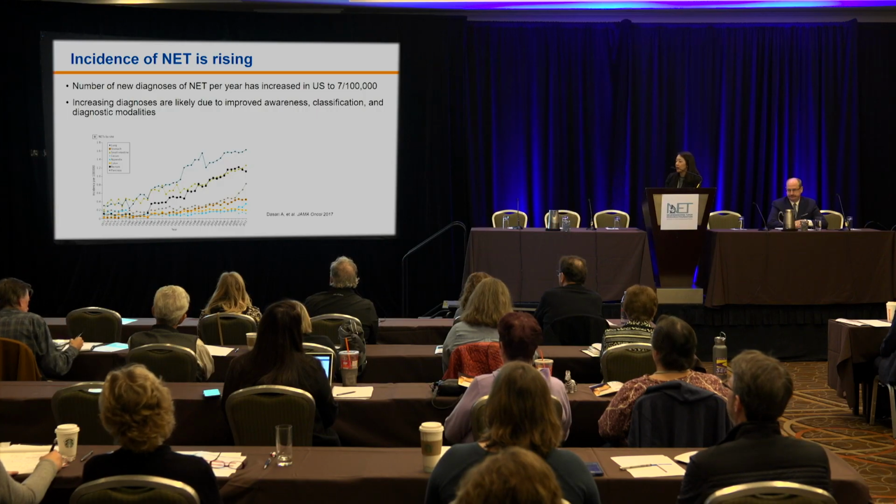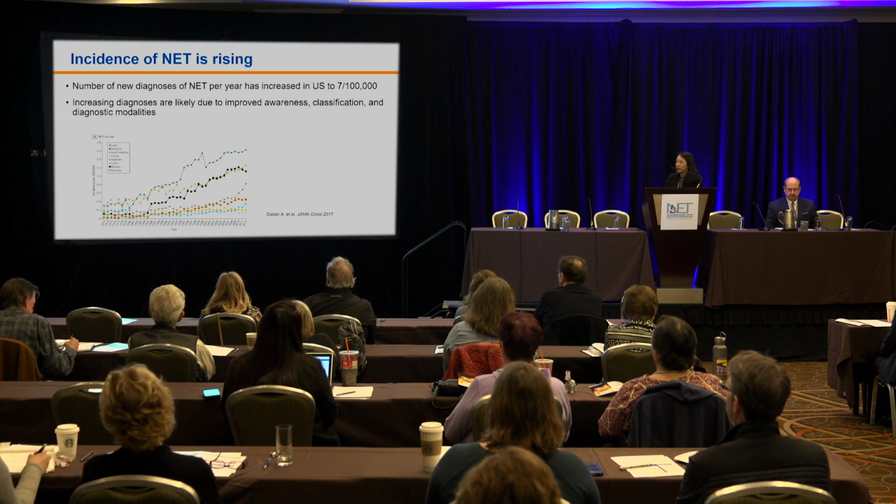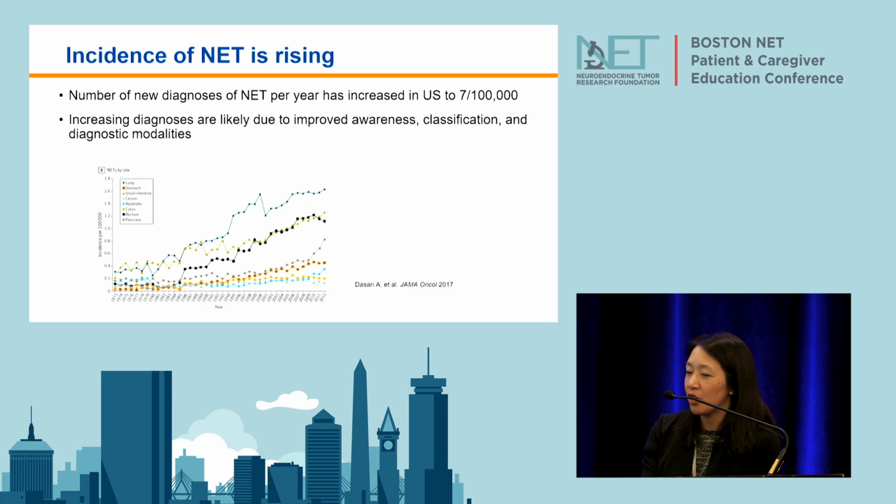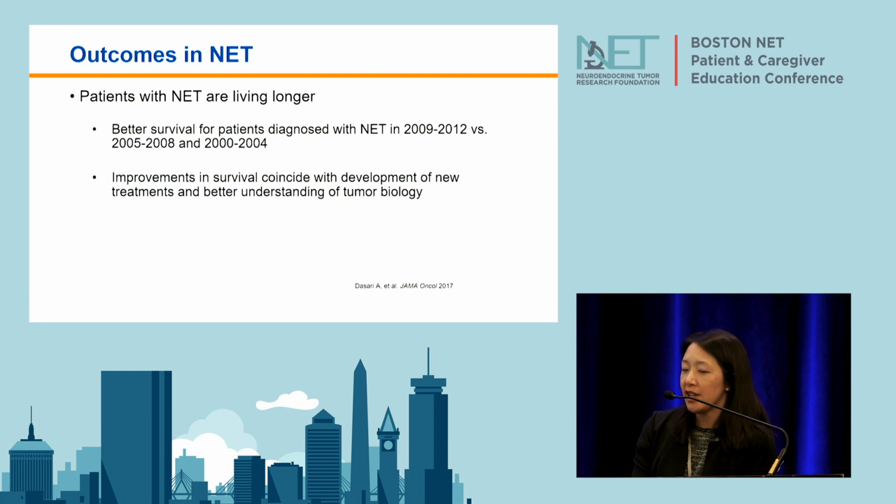I want to end by pointing out that the incidence of neuroendocrine tumors is on the rise in the United States. This is a figure from the cancer registries in the United States, the SEER database, that shows over the last decade or two, the incidence of neuroendocrine tumors is rising across all sites throughout the lung and the GI tract. But what this database also shows us is that patients are living longer, that patients have better survival for neuroendocrine tumors now compared to even 2000, 2004.